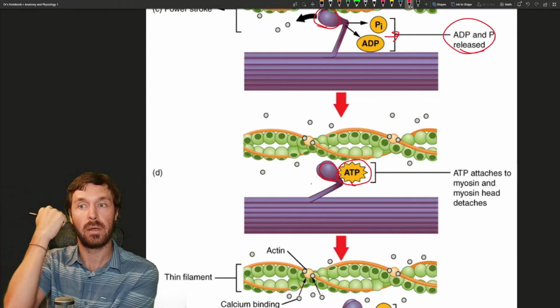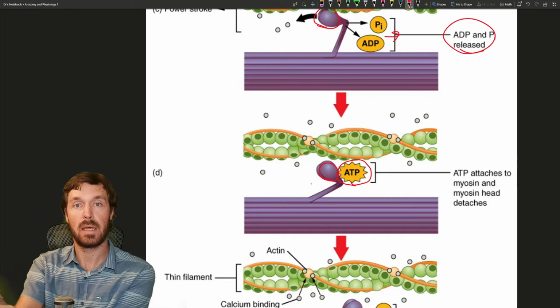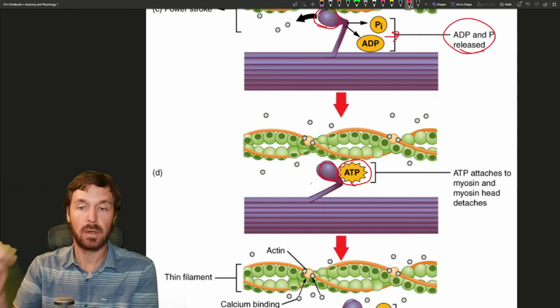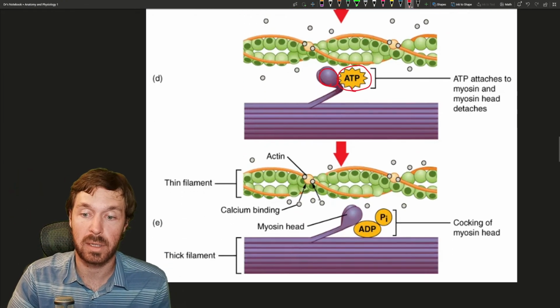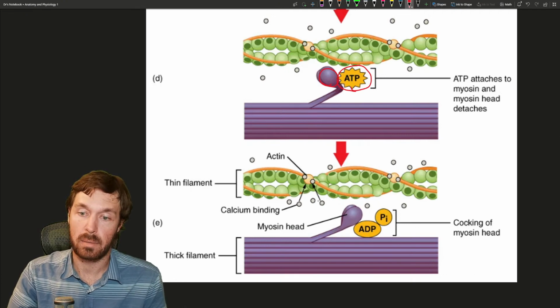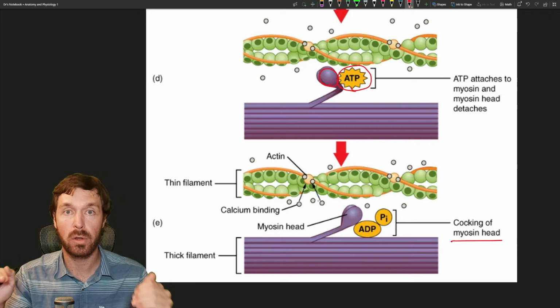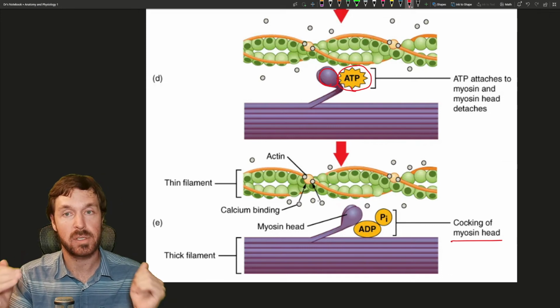If those binding sites are still open on actin, it will rebind and go through another power stroke, releasing the ADP and the inorganic phosphate. And then if ATP comes in, releases again, and it continues through that cycle. And that's what cross-bridge cycling does. So here, boom, it binds again. It recocks the myosin head into the cock position. So right now at rest, all your myosin heads are in the cock position ready to bind.